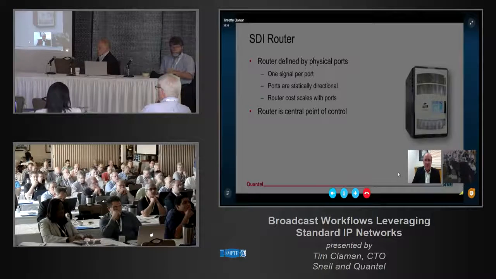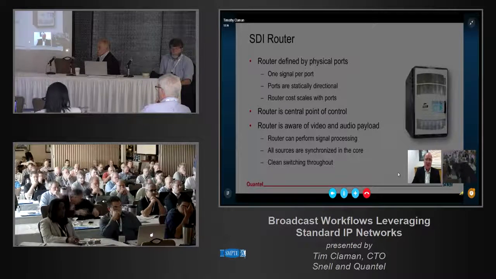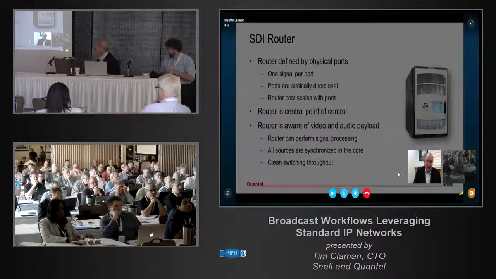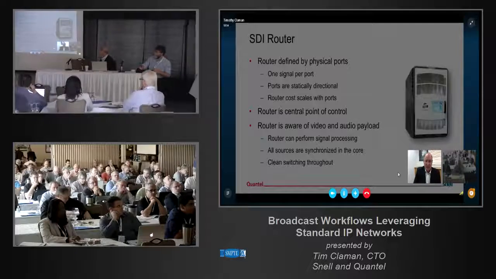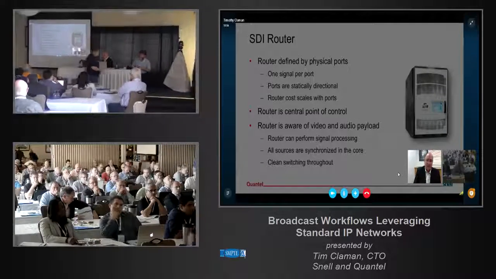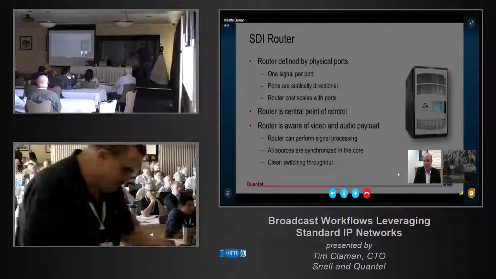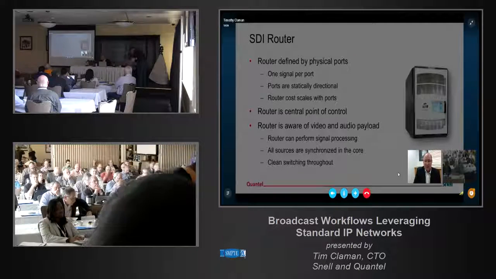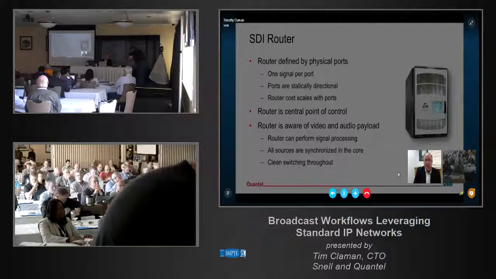And with SDI routing, one of the cool things is that the sources and destinations are usually co-timed, so the router can actually understand the signals and manipulate the content as it flows through the router. So a Snell router like the one depicted here can do all kinds of signal processing in the core, manipulating the signals in real time, not just routing them from one source to a destination. And because all those signals are aligned in time to a common sync reference, you get clean switching for free really throughout the system.